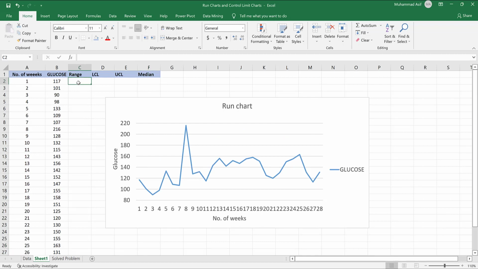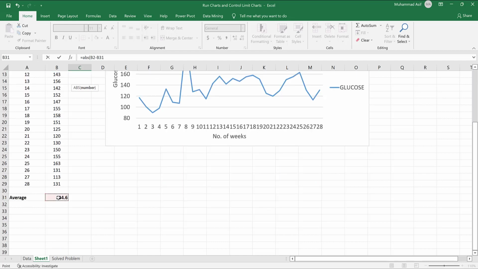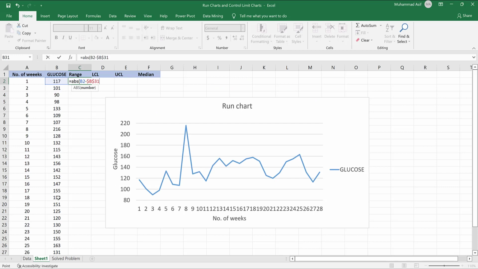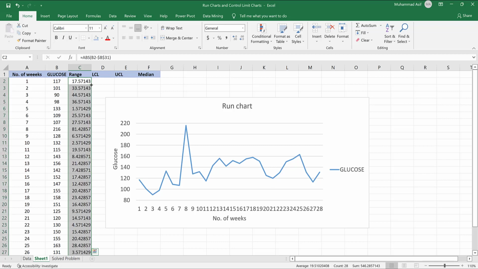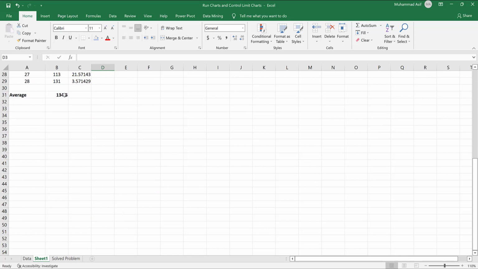and then the next step is calculating the range. Range will be the difference of these individual values with the average. So we take the absolute value, that's the difference of this value minus the average, and I will lock it because in the next step we have to drag it. Also take the average of the range.